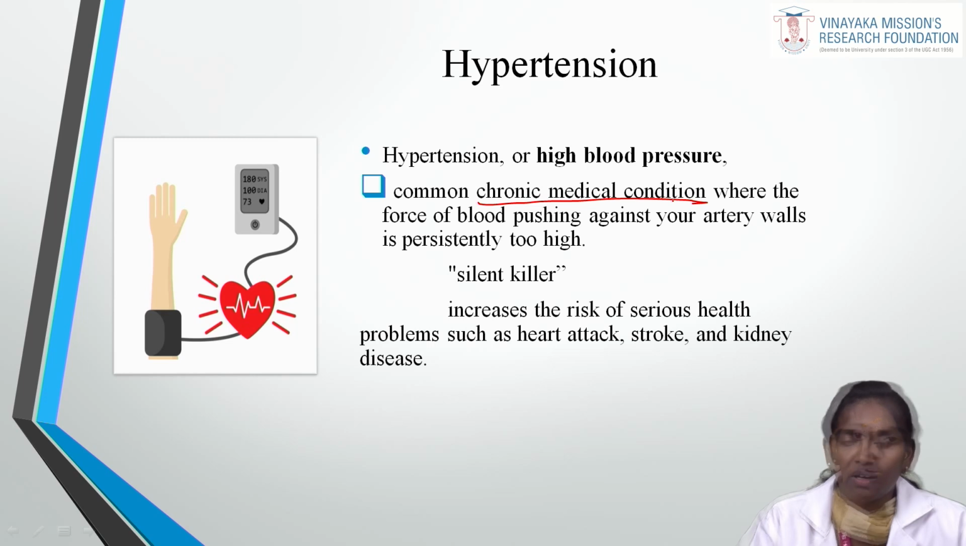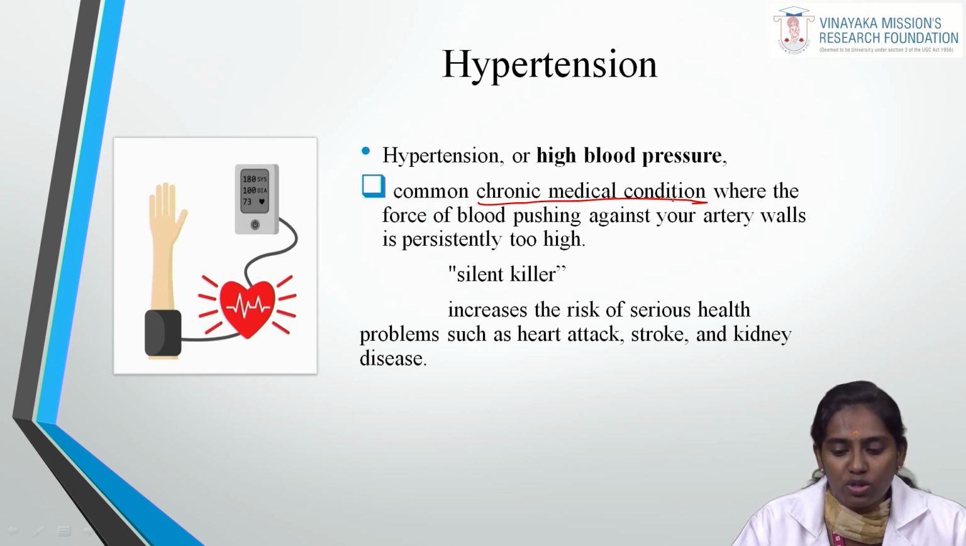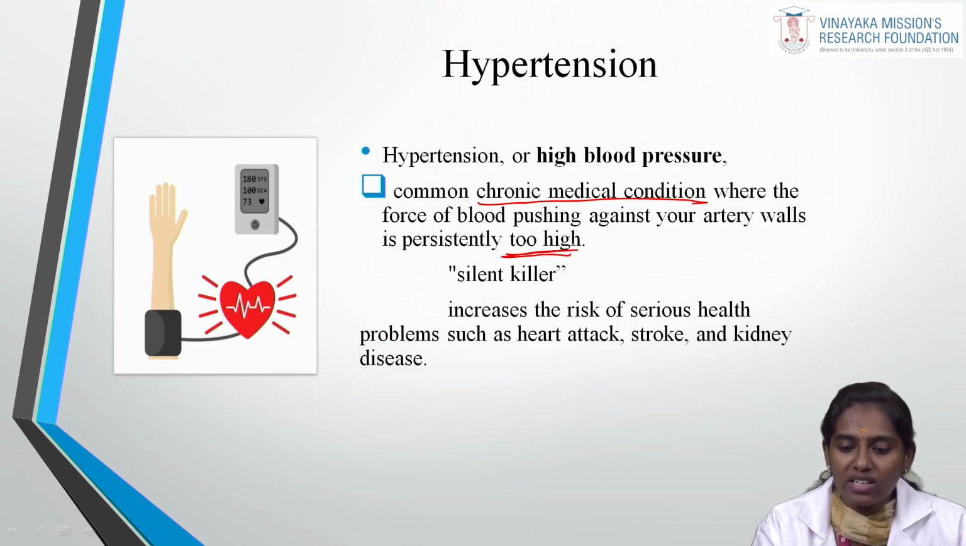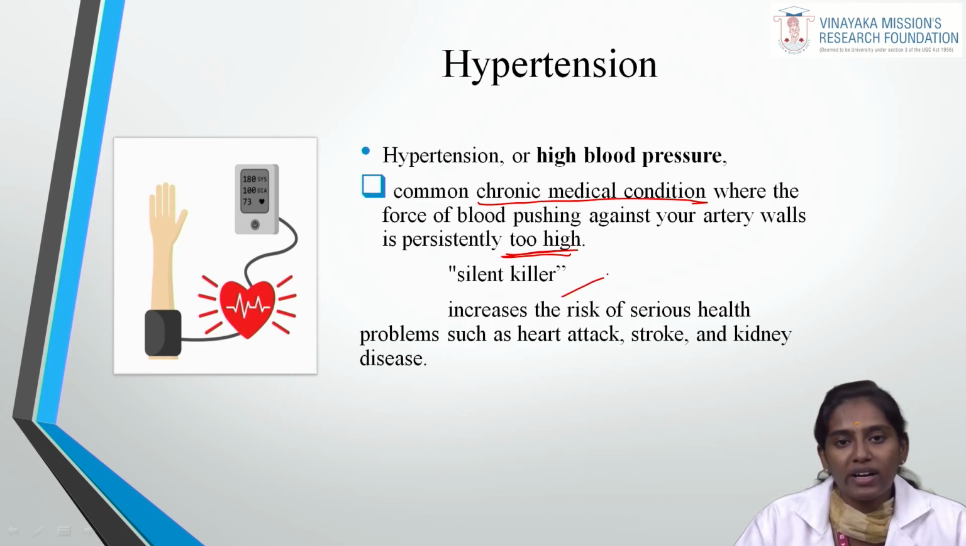Hypertension or high blood pressure is a common chronic medical condition. Chronic means long term. It is a condition where the force of blood pushing against your artery walls is persistently too high. When it is too high, it is called hypertension. It is also a silent killer. Sometimes you can get cardiac arrest also by this disease. When you are having high blood pressure, there can be sudden cardiac arrest.